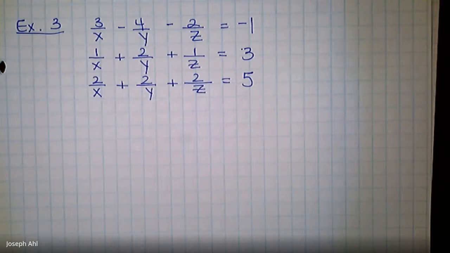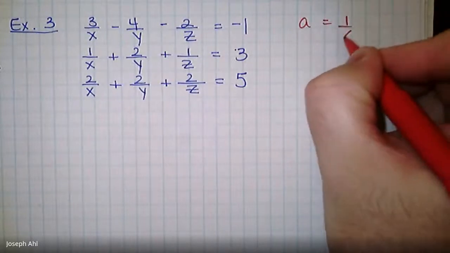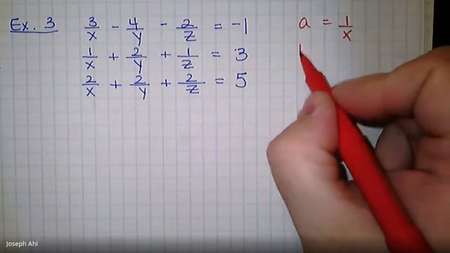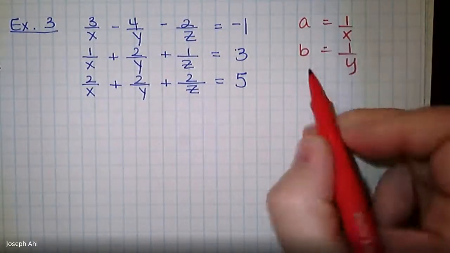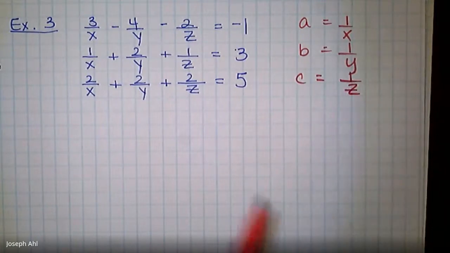Whenever you see these fractions, I'm definitely thinking we should use some dummy variables to simplify this and reduce it to something that's easier for us to solve. So we get a equals 1 over x. I'm going to let b equal 1 over y, and then c equal 1 over z. I think those are the easiest things to choose.